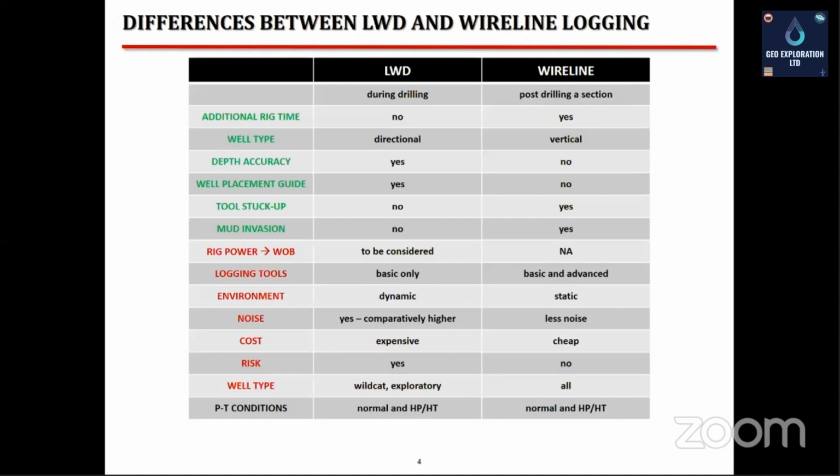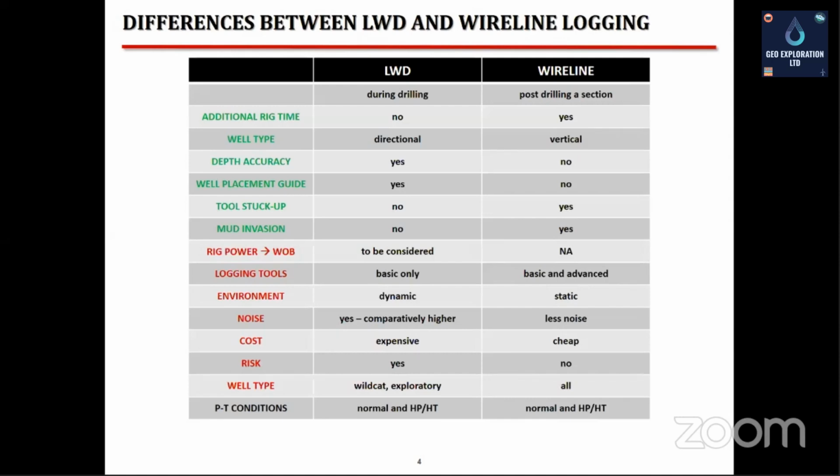LWD is very useful for directional or horizontal wells, while wireline is preferred for vertical wells. This is because an LWD tool can provide better depth accuracy and improved well placement during a directional survey. Also, during the drilling phase, the drilling mud is in constant movement in the wellbore, due to which issues such as tool stuck up or mud invasion into the formation can be largely negated. On the other hand, these are major issues encountered in wireline logging which lead to severe NPTs.